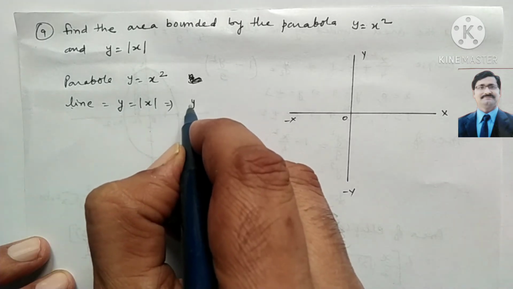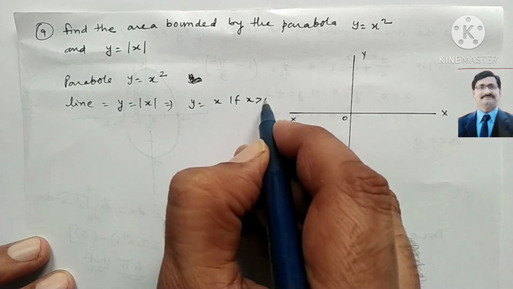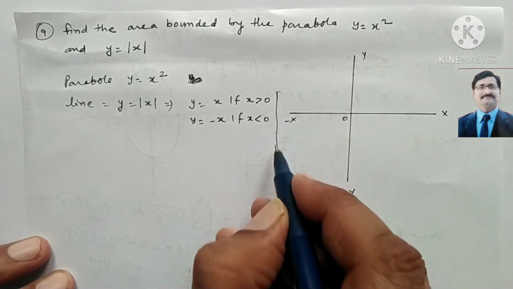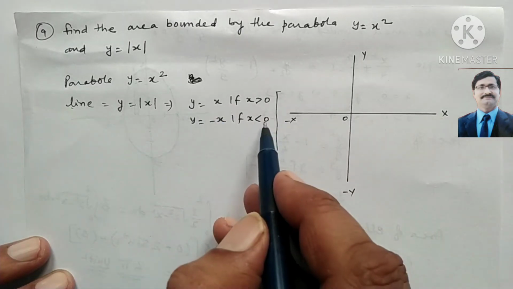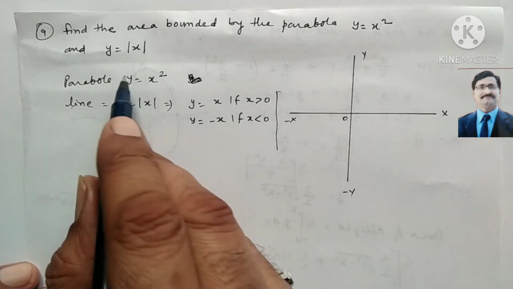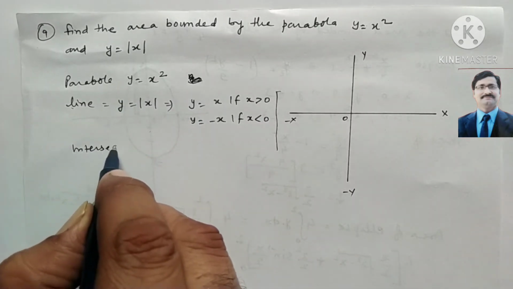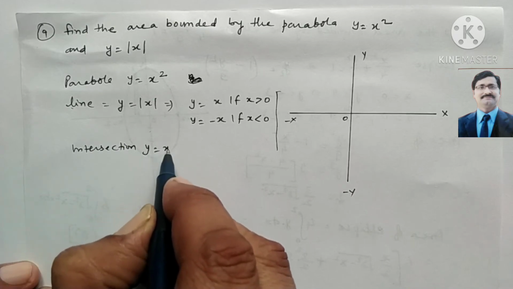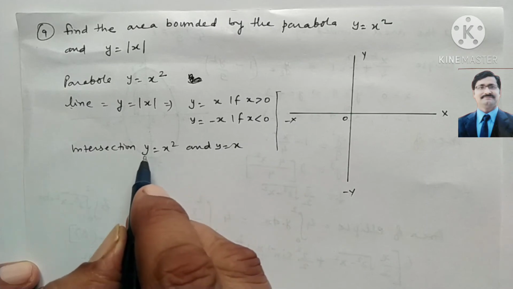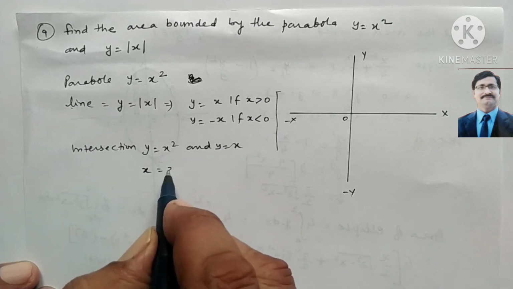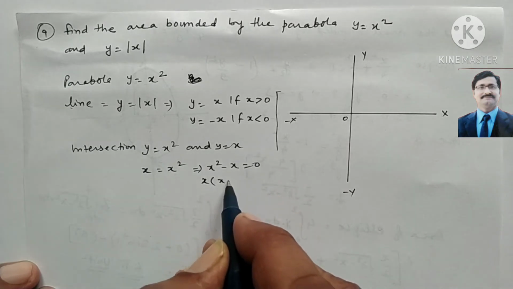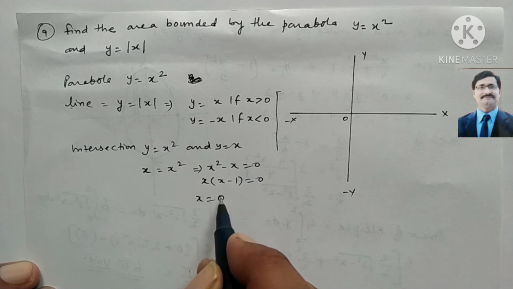Meaning of this is that y equal to x if x is greater than 0, and y equal to minus x if x is less than 0. Means y will be positive always. If we have x value negative, we have to multiply by minus, so it will become positive. Now if we find the intersection, look here, y equal to x square and y equal to x, we put. Means in place of y we will put x, so we get here x equal to x square, and this we can write x square minus x equal to 0. X we take common, x minus 1 equal to 0, so we get x equal to 0 and x equal to 1.